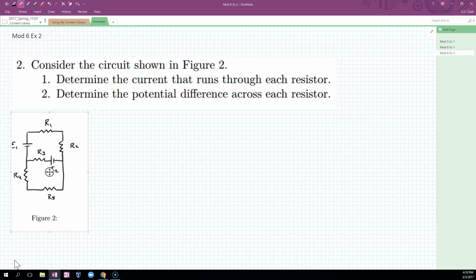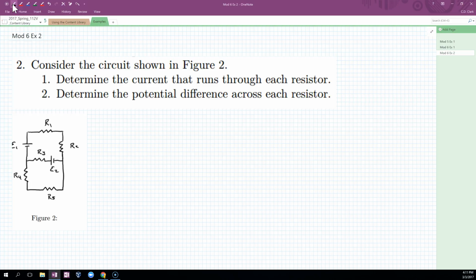This is example 2 in module 6. In this example, I've got two EMFs in this circuit. We're basically asked to calculate the current through and the voltage across all the resistors in this circuit. And I've got two EMFs.